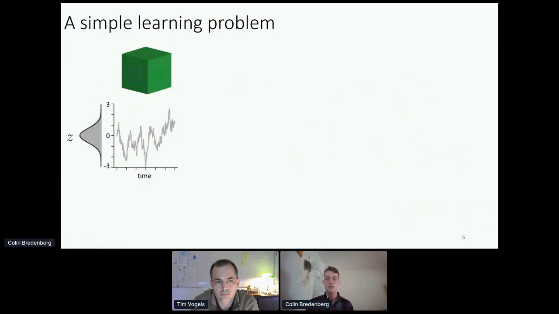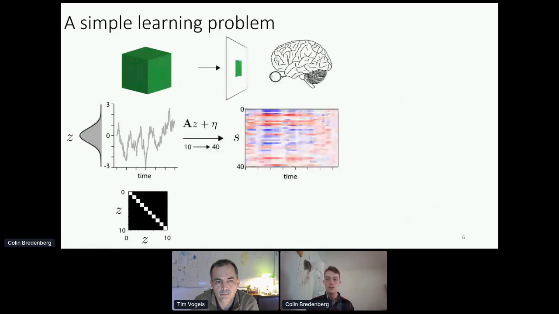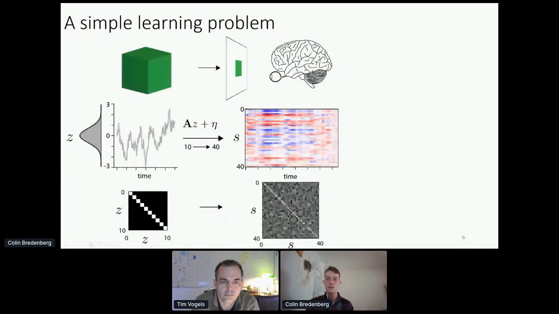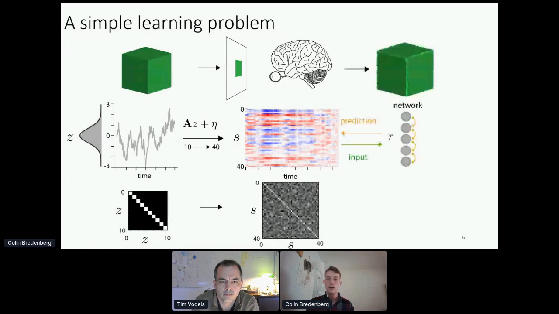And we can map these uncorrelated hidden variables into high dimensional stimuli. So here we have 10 hidden variables and 40 observed variables, each with its own row with the color indicating the magnitude of the signal. And these observed variables become potentially strongly correlated with one another. So the stimuli are fed into our network by feed-forward connections, and the network attempts to uncover the original uncorrelated hidden variables.